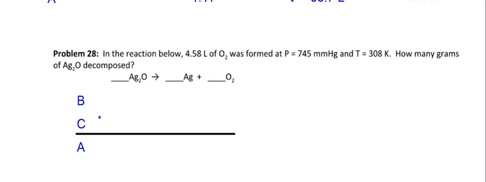I have liters, I have pressure, I have temperature of oxygen gas. Well, what's missing? What I'm missing is the moles, all right? So can I solve for moles? Well, of course I can.